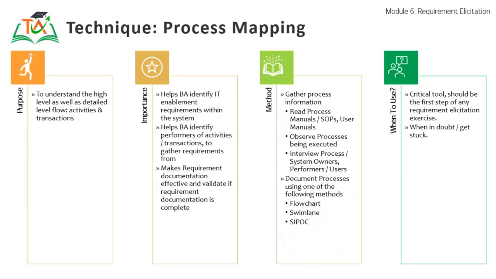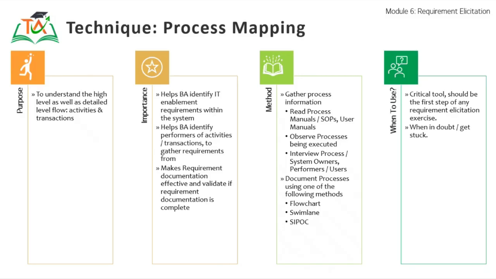So once you do that, you can check with people like who is performing a particular activity. Okay. So those are called performers of activities. And then, if you think that there is an opportunity for automation there, then you can go and understand that activity in depth more. Okay. So you can easily identify performers, which helps you approach people and get requirements from.